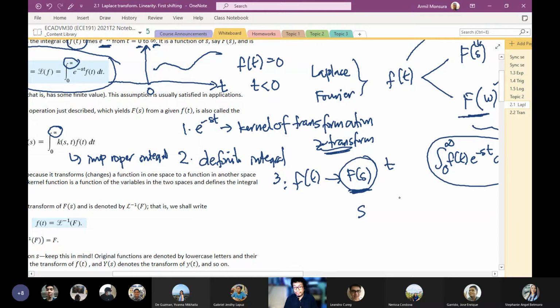Kaya kapag nag-f of s kayo, pag nagla-Laplace transform kayo, at lumalabas sa transform ninyo, merong t, alam nyo na kaagad, mali kayo. Alam nyo na kaagad that there is something wrong with your expression. Because when we are in f of s, our variable is s alone. Kaya nga f of s. Because the only independent variable that we have is s. Is that clear?